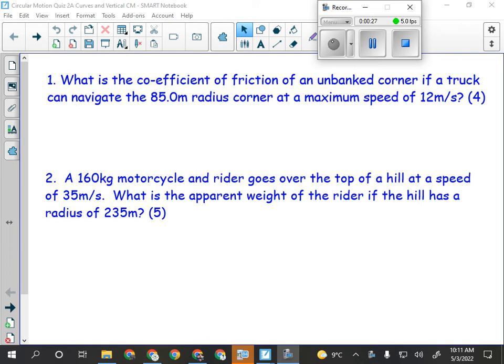So what I have on the board is a quiz, but wait for it, okay? It's not coming in for marks. I just want to use them as some examples. So write them down, give them a try, and then we'll go through them together as additional examples. I'm not going to take it in or mark it. Then we're going to spend most of today working on vertical circular motion problem solving.